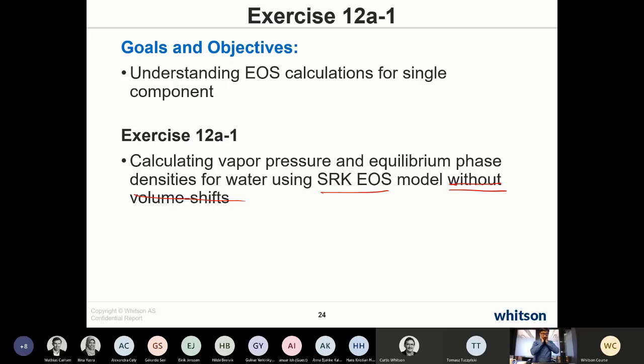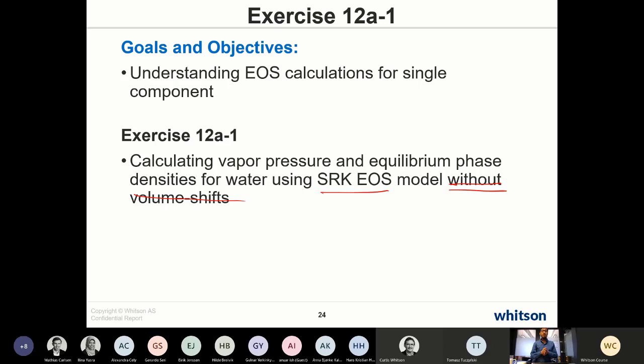Before we do the exercise, there is something that I want to highlight, because I know it's kind of a dry topic, and it's the end of the day.